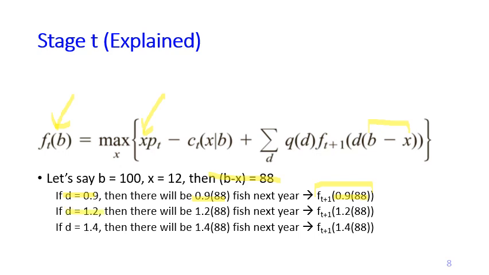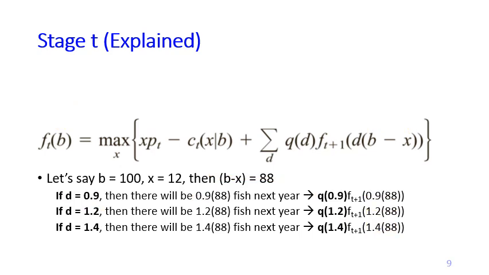If D equals 1.2, you will begin next year with the state of 1.2 times 88. If D equals 1.4, it means that you will begin next year with the number of fish equal to 1.4 times 88. Okay. So in the previous slide, we have seen that we may start next year with that number of fish, that number of fish, and maybe that number of fish.